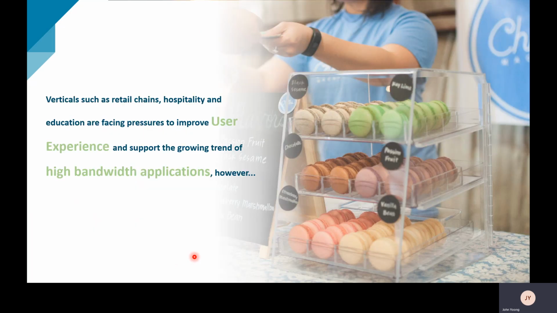For vertical markets such as retail chain stores, hospitality, and education, they face pressure to improve the user experience. When you talk about experience, it's mostly about wireless roaming and how guests access the captive portal, those kinds of things. Once you want to improve the roaming experience, you need to add more APs. Once you increase the APs, you also need to increase the switches to PoE them.